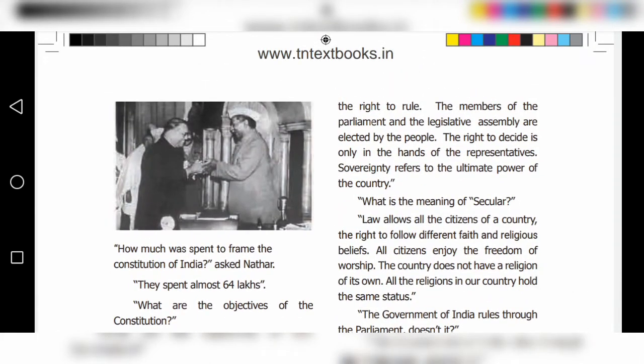The members of the parliament and the legislative assembly are elected by the people. That is MP. The right to decide is only in the hands of the representatives. Sovereignty refers to the ultimate power of the country. So sovereignty means the ultimate power of the country.